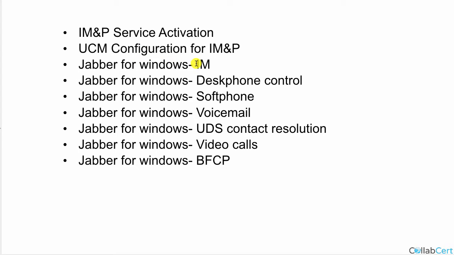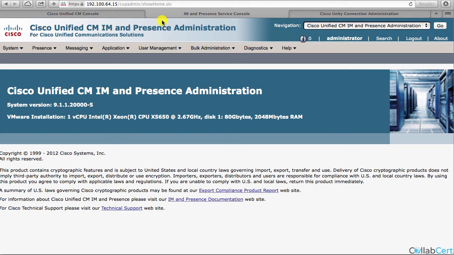in, making sure we can send instant messages, adding contacts, going to Deskphone control mode, Softphone, getting voicemail working, creating an XML file for UDS contact resolution. We're going to make a video call to one of the 9971 devices. We're going to wrap up with BFCP. BFCP stands for Binary Floor Control Protocol, and this is basically going to allow us to do a desktop sharing to our contact. Okay, so let's start off with the IM and presence.